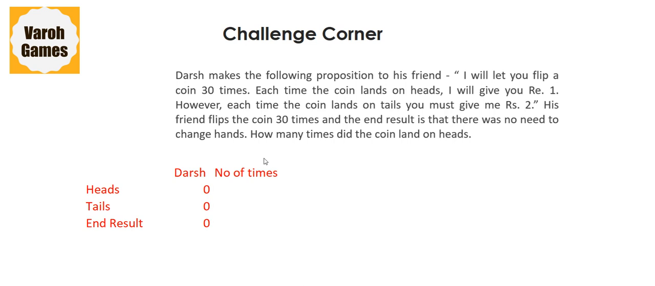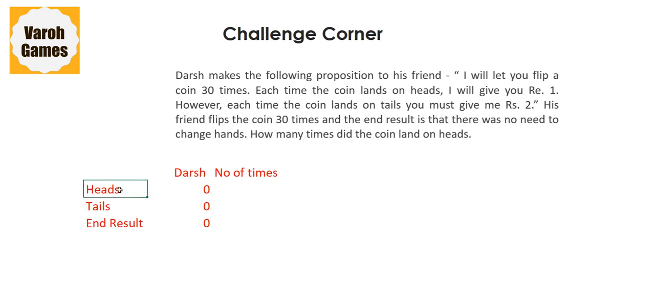And at the end, what happens? Neither Darsh has to pay nor does he have to take. That is, their amount finally becomes equal. So no one is going to pay or no one is going to get. How is that possible? Let's do it by making this chart. It becomes easier this way.